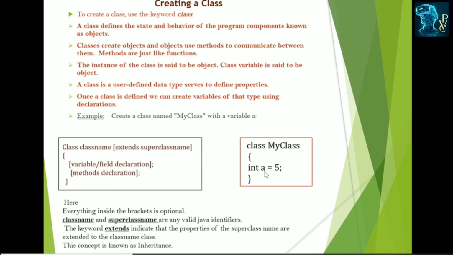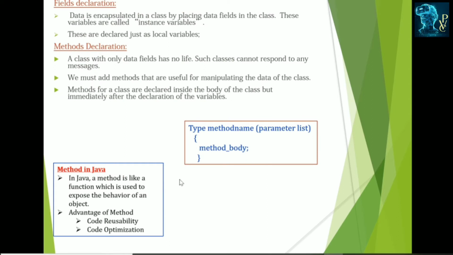And a class consists of fields and methods. Fields are called class variables or instance variables, and these are declared like variables. These variables may be local variables, instance variables, and global variables or class variables. And this data is encapsulated in a class by placing the data fields in the class.